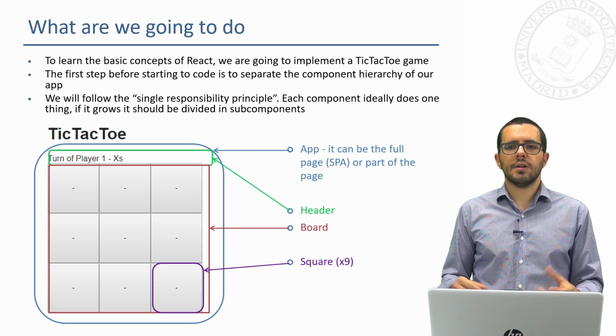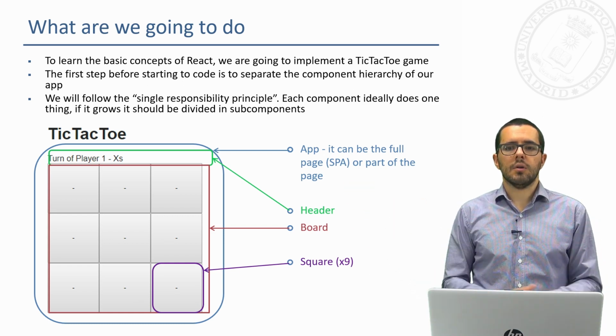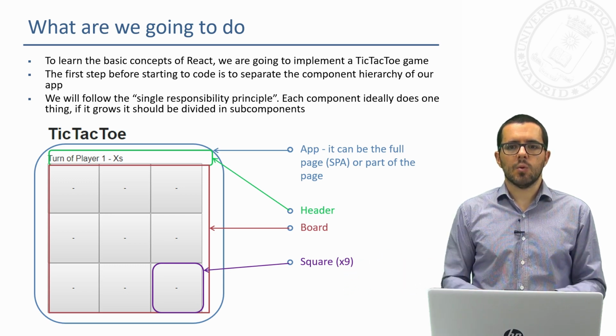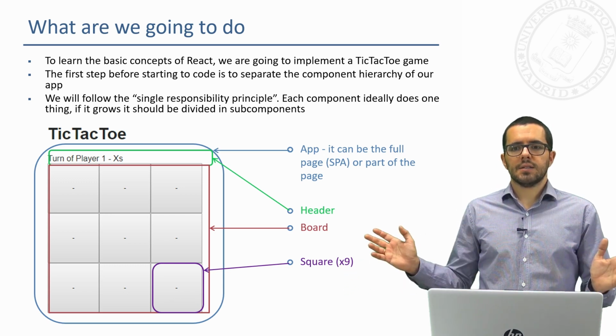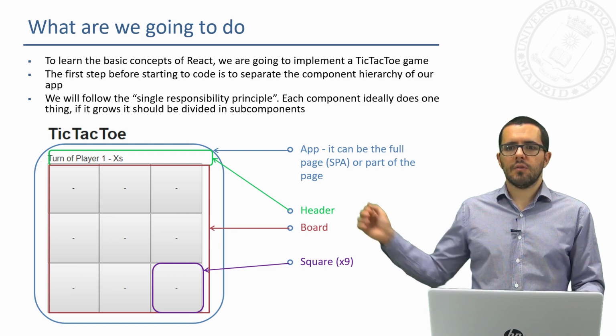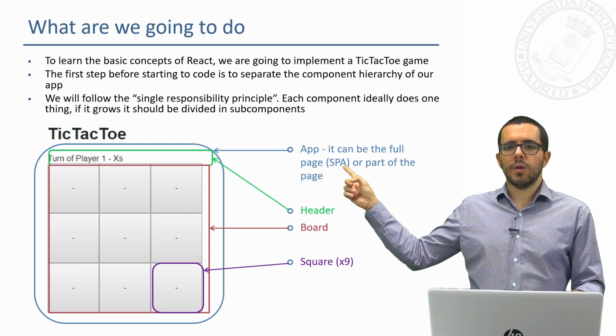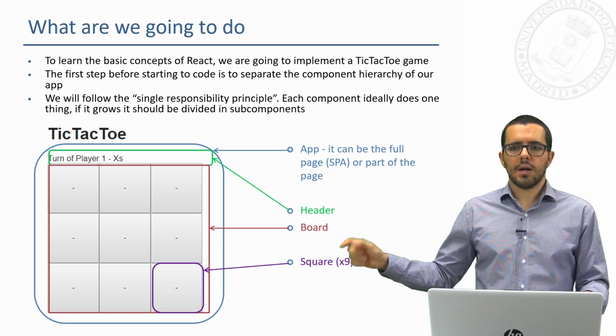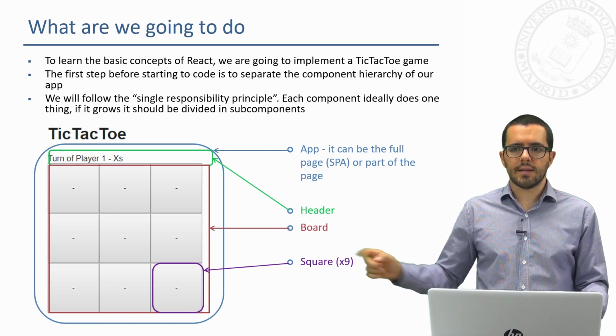We could have considered having rows, for example. Well, but in this case, our design will have 9 squares. With this design, we have the app that will render the whole game: the header, the board, and the board will render 9 squares.